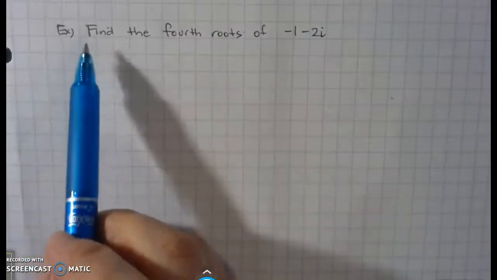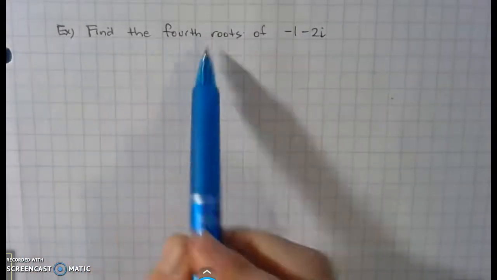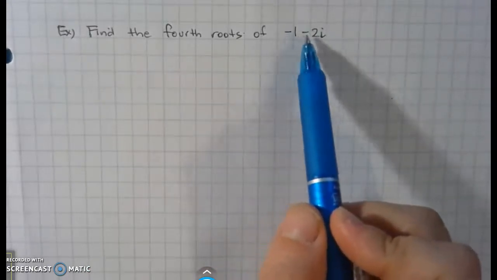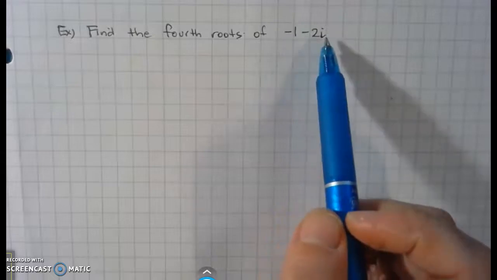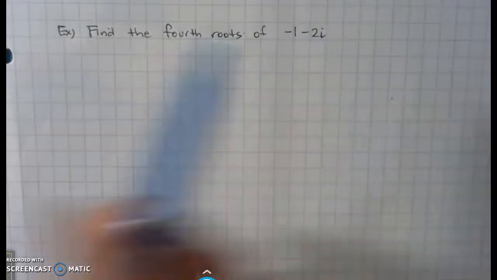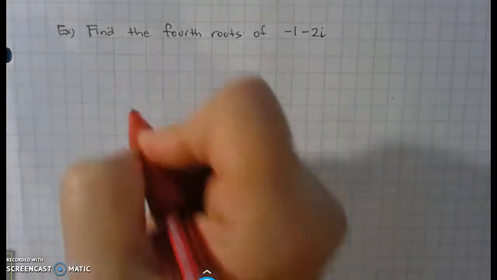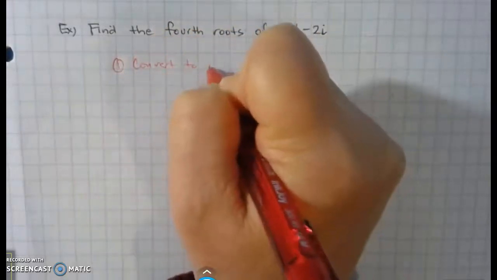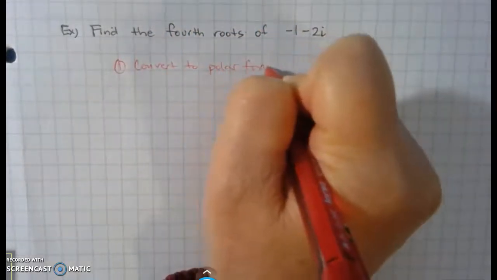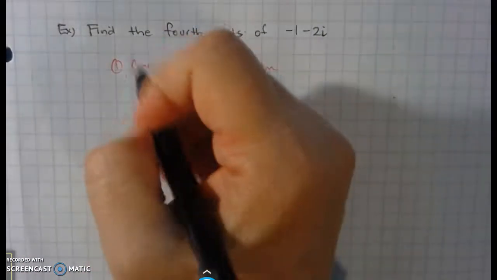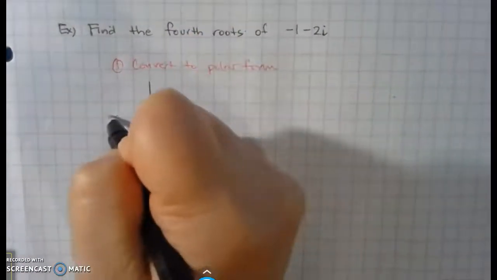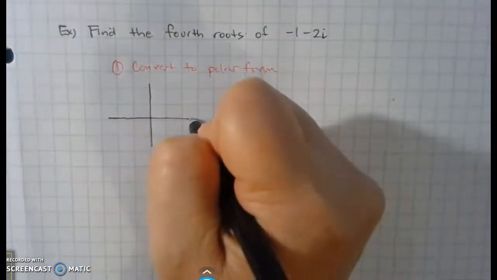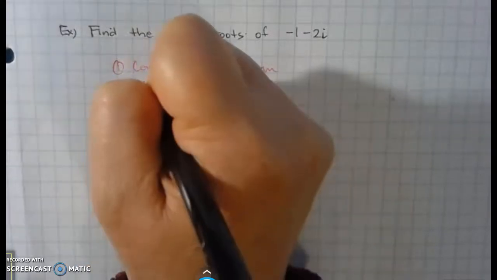Now we're going to try a different problem. This time, find the fourth roots of the complex number -1 minus 2i. This complex number is in rectangular form, so we first need to convert it to polar form. How do I do that? Well, I first want to do a quick sketch to make sure that I am aware of which quadrant this complex number goes in. This is my real axis, and this is my imaginary axis.